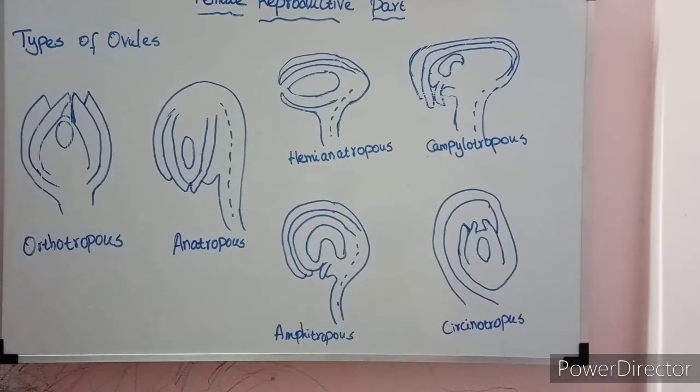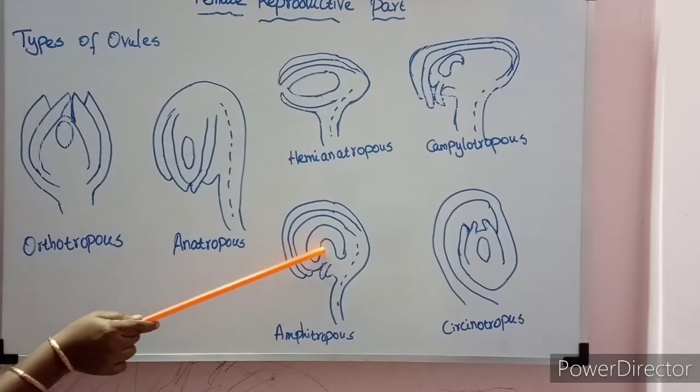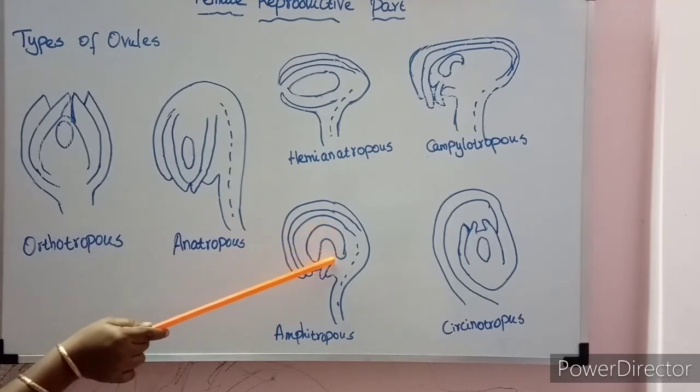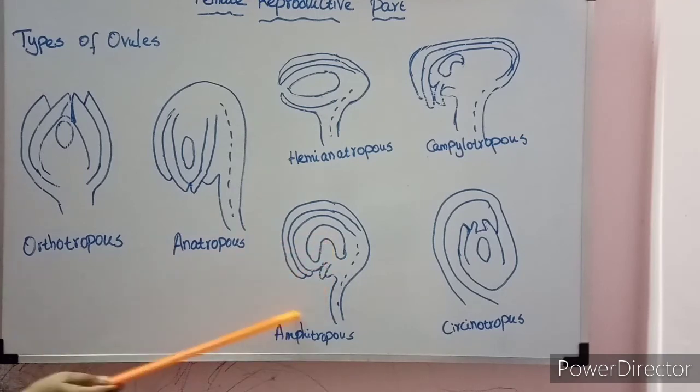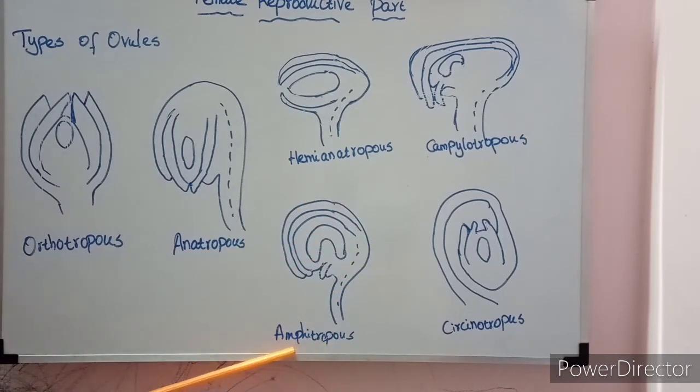The next one is amphitropous. The distance between the hilum and chalaza is very small. The hilum is the junction between the funicle and the base of the ovule. This type of ovule is horseshoe shaped, and the embryo sac is also horseshoe shaped. This type is called amphitropous.